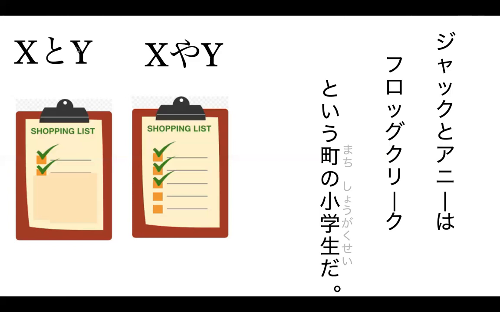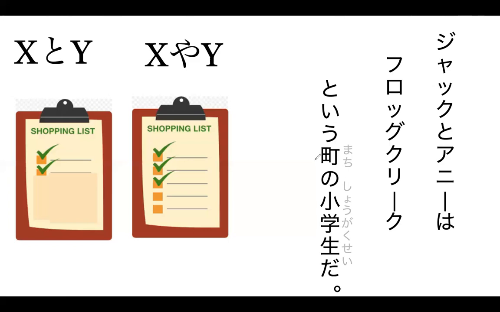Machi no shogakusei. Toiyu machi. So, in the town of Pennsylvania. Nice. Or not Pennsylvania. Oh, no, because of context, yeah. That is context. Pennsylvania.